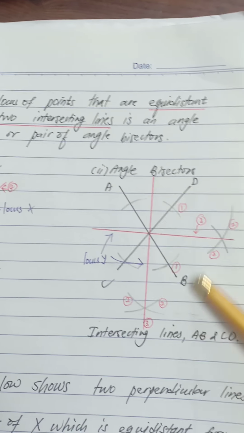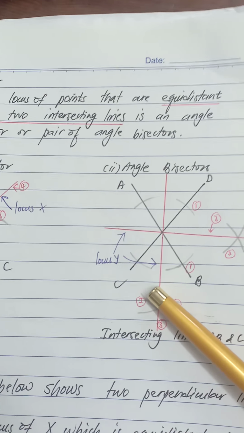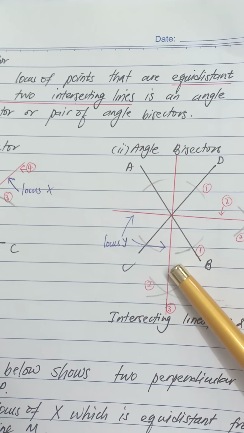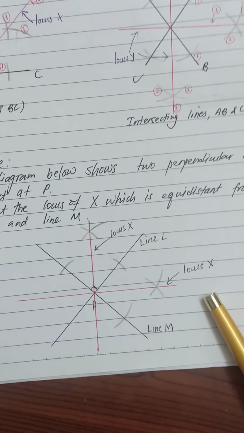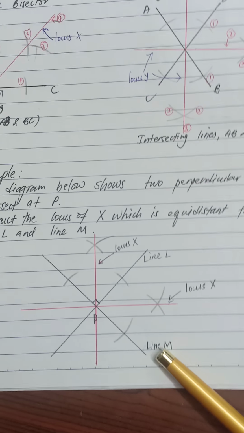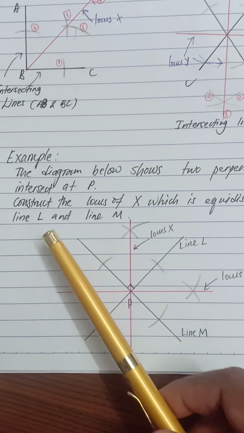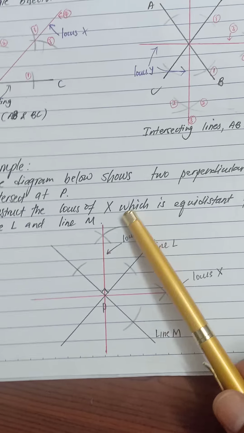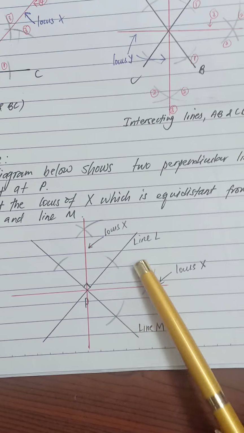So in this here, you have one pair. That means two locus lines. Both locus Y and locus Y. Can you see? Right. So there's a difference between this and this. Right. So the example, the same thing. I have line L here and line M here. I'm supposed to construct locus X, which is equidistant from line L and line M. So we know it is crossing over this way and this way. Right? So what I do, the same thing.